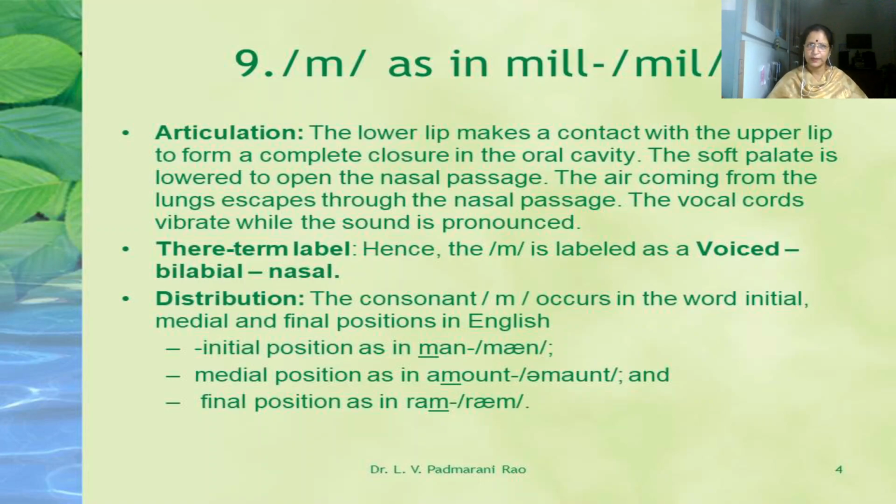The vocal cords vibrate and hence the 3-term label for m as in mill is voiced, bilabial, nasal. Vocal cords vibrate, both the lips are involved in closing the oral cavity, and nasal because the air escapes through the nose. Distribution wise, m sound occurs in all the 3 positions as you find in M-A-N, man, A-M-O-U-N-T, amount, and R-A-M, ram.